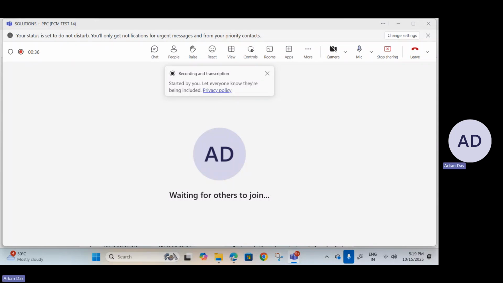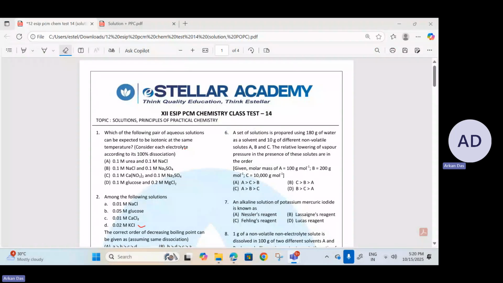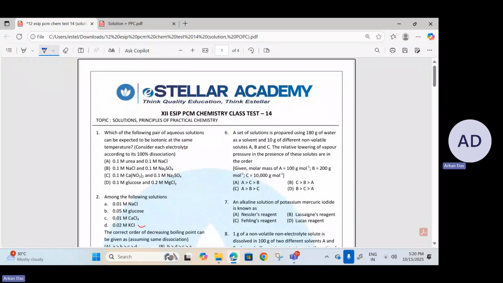Good evening, everyone. We are going to talk today about your paper of solutions and principles of practical chemistry. In today's paper, we are going to focus on a question-by-question approach. If you check the first question that has been asked, which of the following pairs of aqueous solutions can be expected to be isotonic at the same temperature?